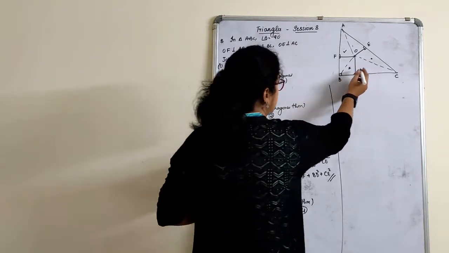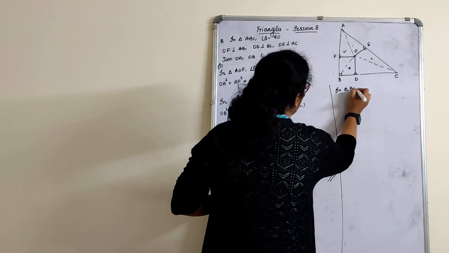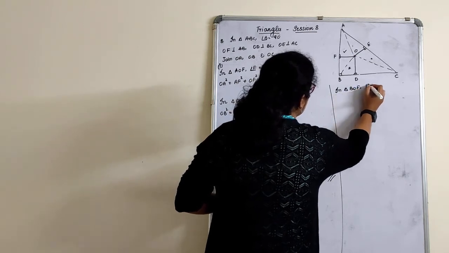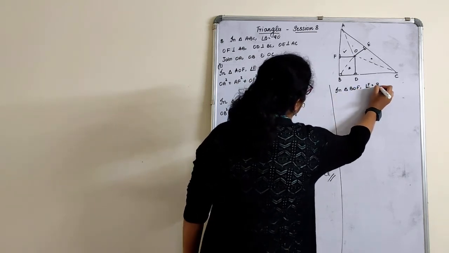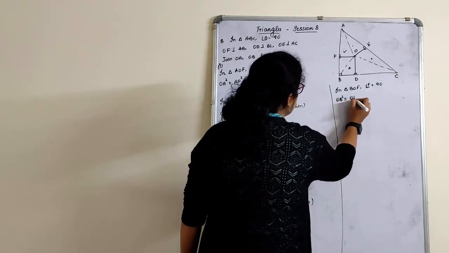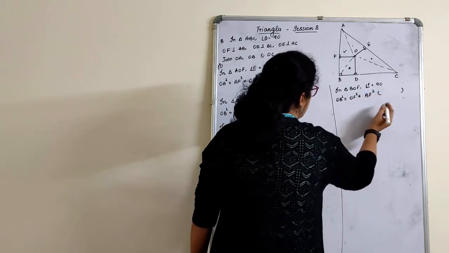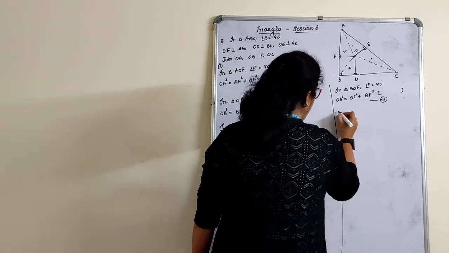Next set of triangle is what here? The remaining part. In triangle BOF, angle F is equal to 90 degree. So OB square is equal to OF square plus BF square. Please write the reason, equation 4.